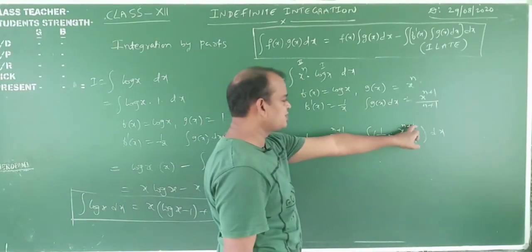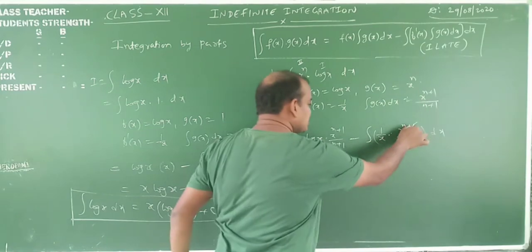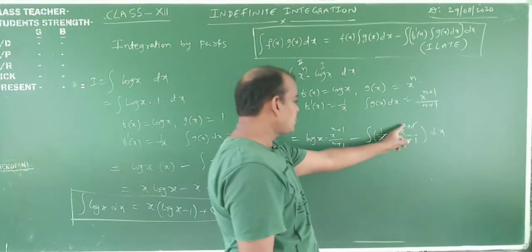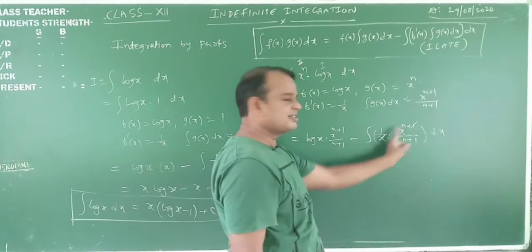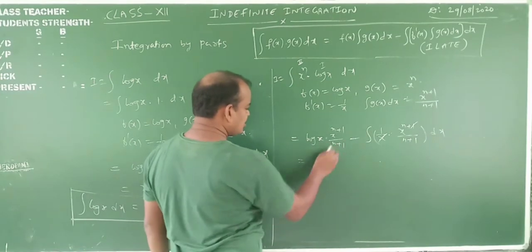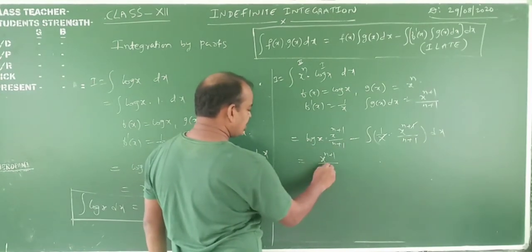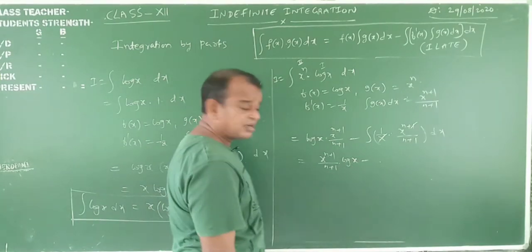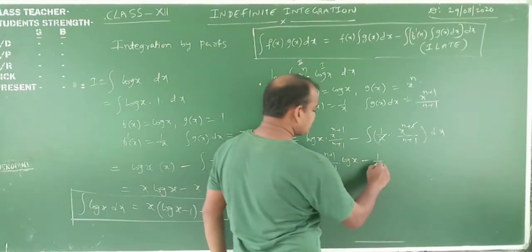Here x power n plus 1. Base equal, power side means this plus 1, this one cancels. Okay, understood or not? x power 1 into this is x, cancel. Here the constant is 1 by n plus 1. This is, first of all, x power n plus 1 by n plus 1 into log x minus, here 1 by n plus 1 is the constant.